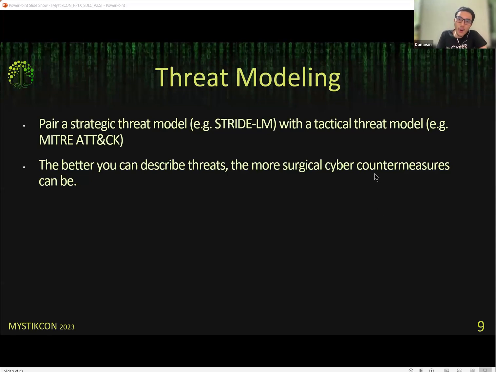For today's talk, since it's only an hour long, I'm just going to briefly talk about how one can combine two different models at different levels to give a good idea of our threat landscape. The whole idea is that through the threat modeling exercise, the better you can describe these threats, in other words, who does what, where, to cause what impact, the more surgical your cyber countermeasures can be. The most important statement here is that the threat model that you define will influence pretty much all the subsequent downstream security activities. So it is essential that we get this right. Now, next slide.